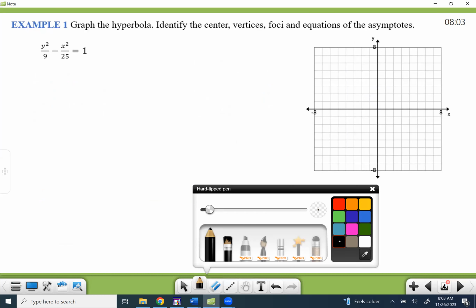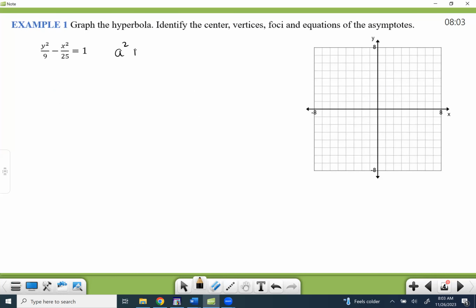So the main thing to note is that a squared is first with hyperbolas. It's not necessarily the biggest. I purposely chose this example because 9 is actually smaller than 25, okay? So a squared is going to be 9. So if we square root that, we get a equals 3. That must mean b squared is going to be the 25. You square root that, you get that b equals 5.